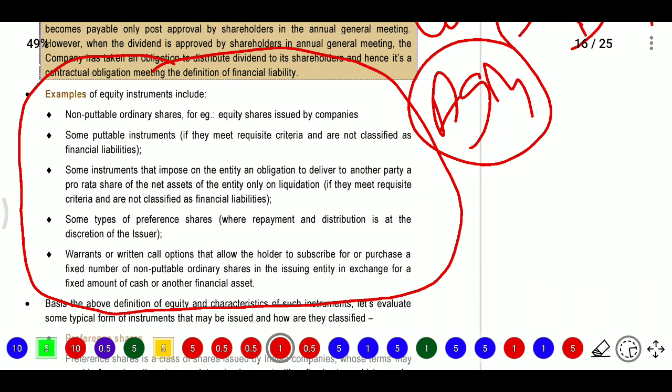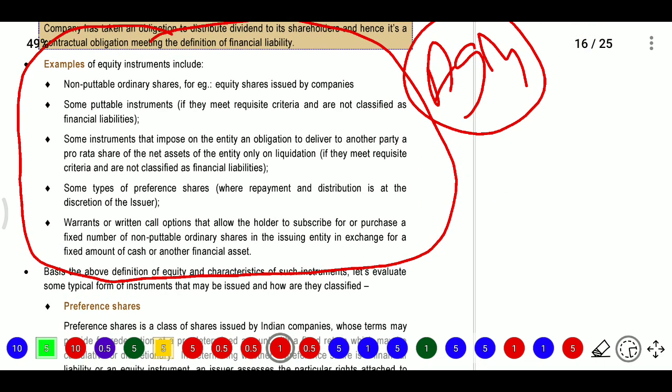Some instruments impose on the entity an obligation to deliver to another party a pro rata share of the net assets of the entity only on liquidation. So at the time of liquidation they need to pay another party pro rata of net assets, then it is financial, and it is also equity. Some types of preferences, when repayment and distribution is at the discretion of the issuer. When it is at the discretion of the issuer, it will become equity.